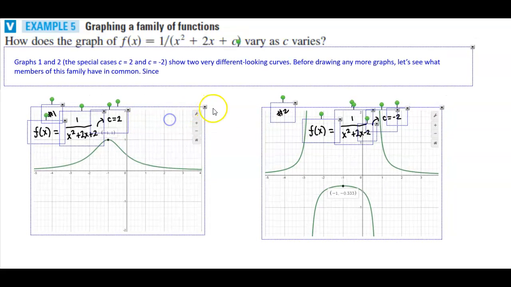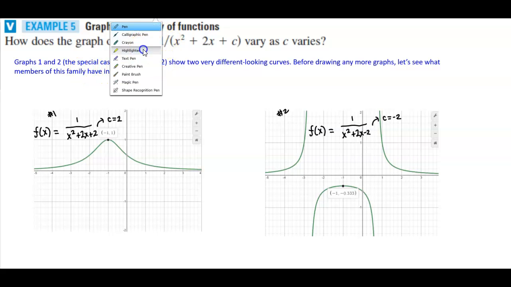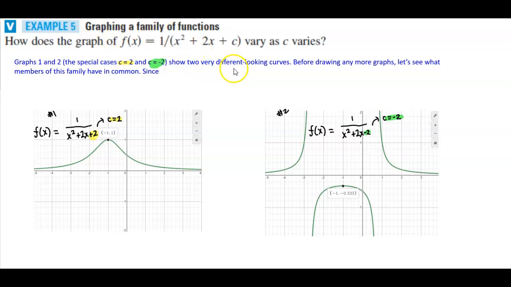Okay, so if we take a look at graph 1 and graph 2, these are special cases where c is equal to 2 and c is equal to negative 2. So let's go ahead and identify those. When c is equal to 2, you can see down here, here's where c is equal to positive 2. And here's where c is equal to negative 2 for that function.